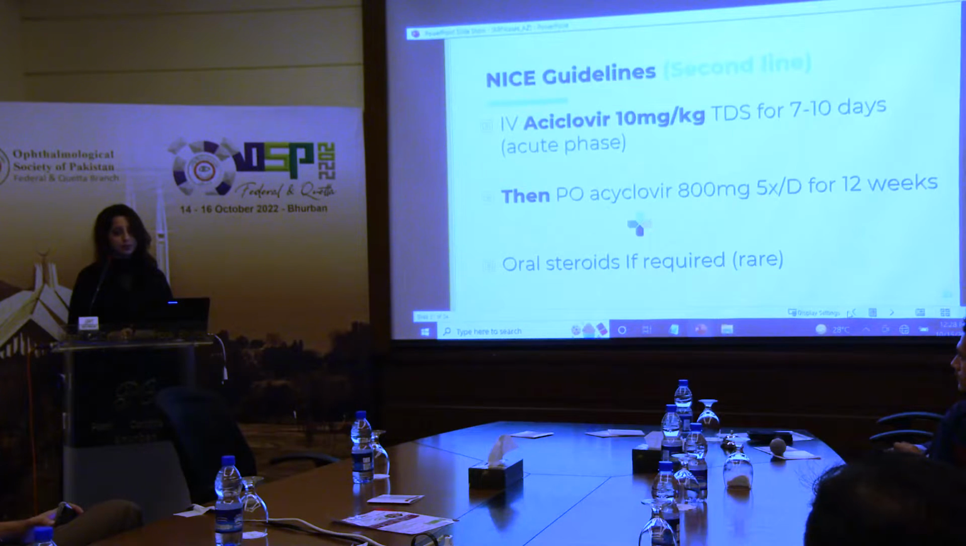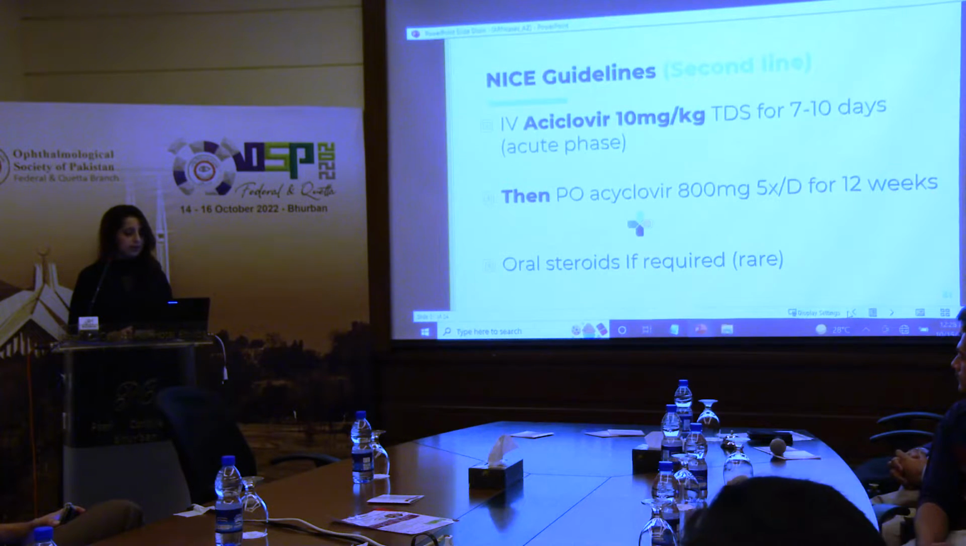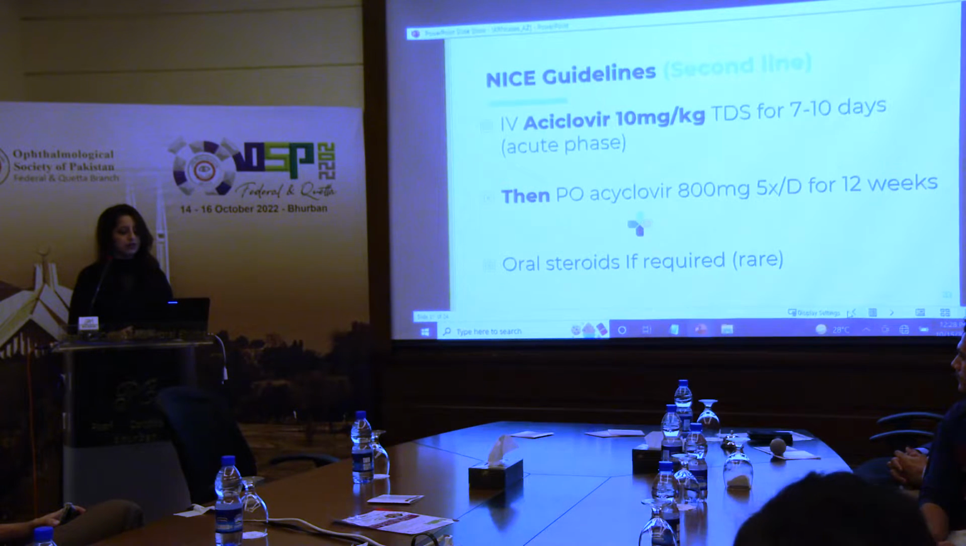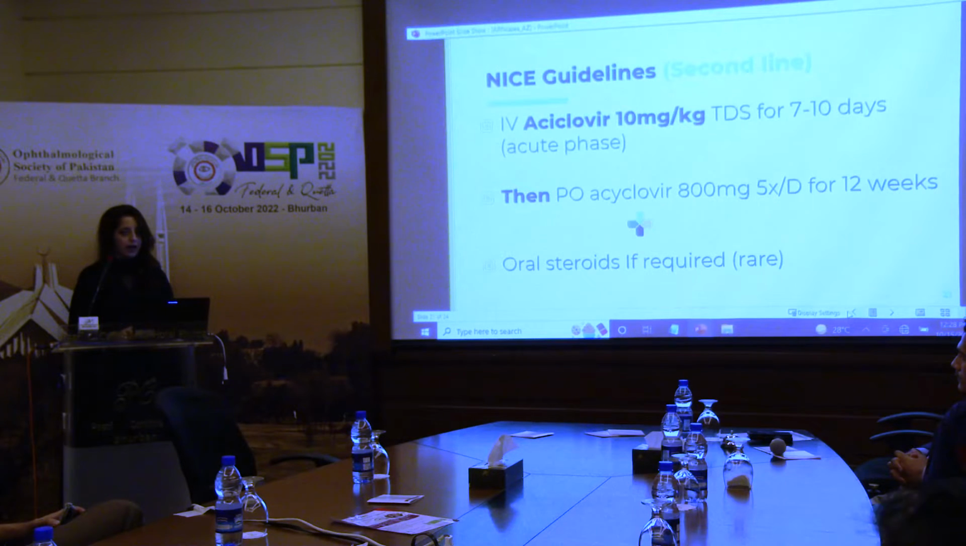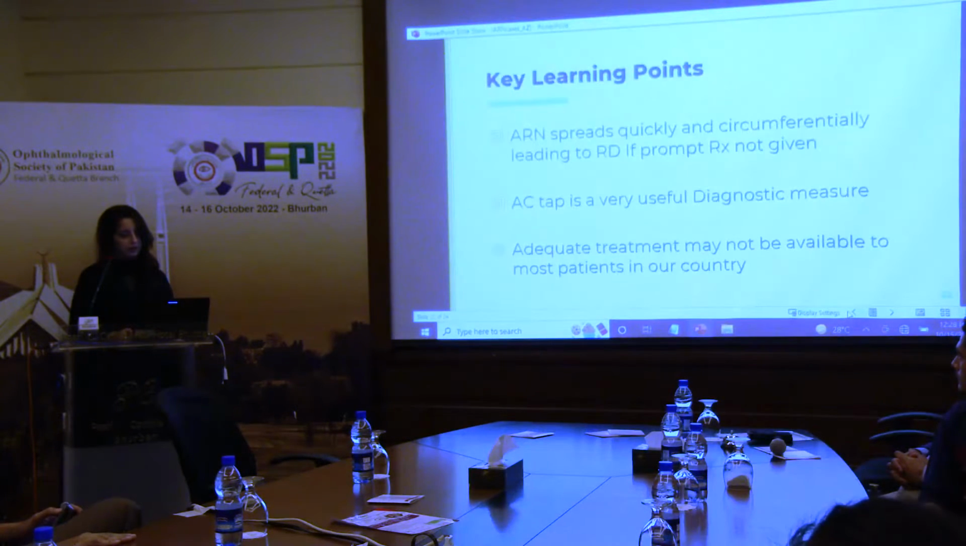The second line treatment that we can go for is IV acyclovir 10 mg per kg TDS for 7 to 10 days in the acute phase, and then oral maintenance therapy of 800 mg 5 times per day for 12 weeks, and oral steroids once again if they are required.